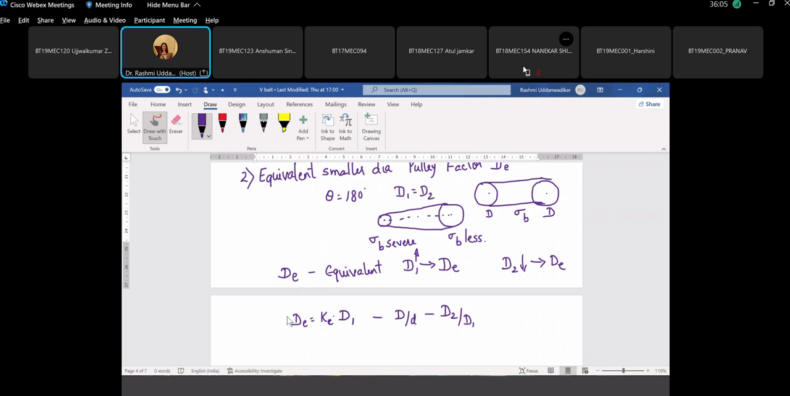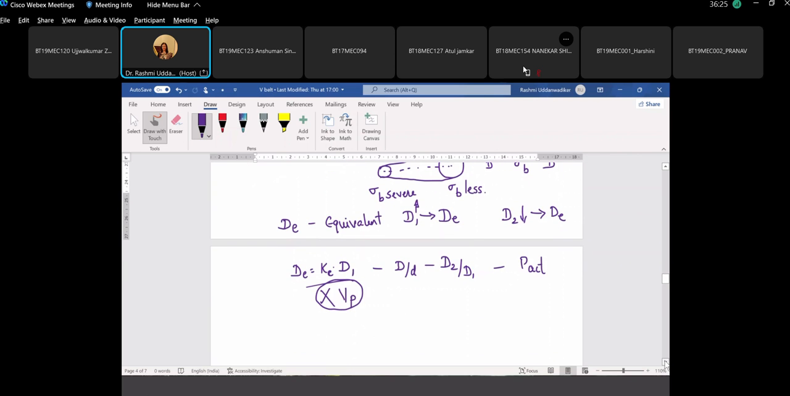Keep in mind, this is used only to calculate or select the value of actual power from the design data book. This value is not used for calculating the peripheral velocity. You are not going to use this for calculating the peripheral velocity. This is only used to pick or select the value of actual power transmitted with this correction factor.